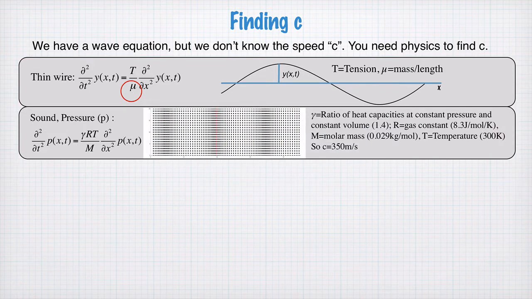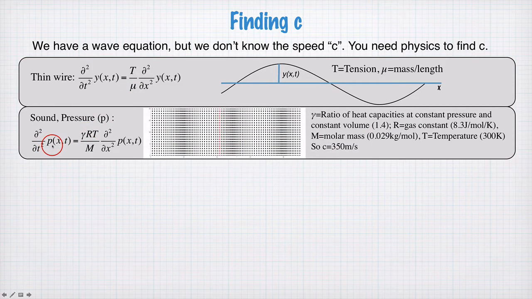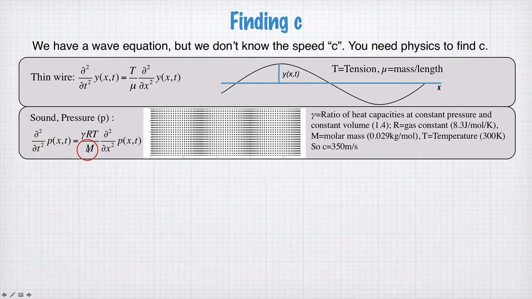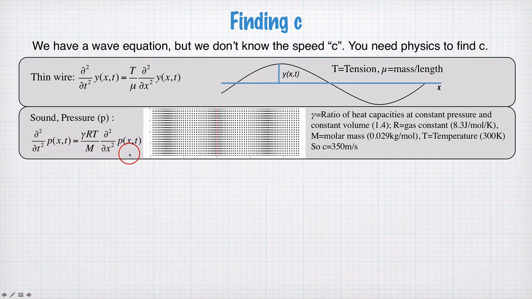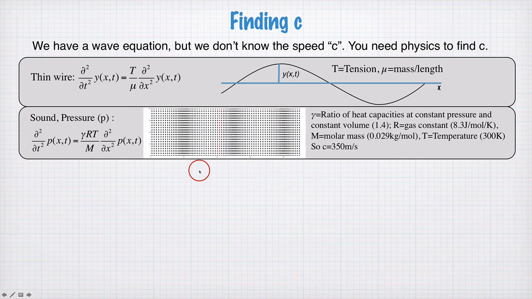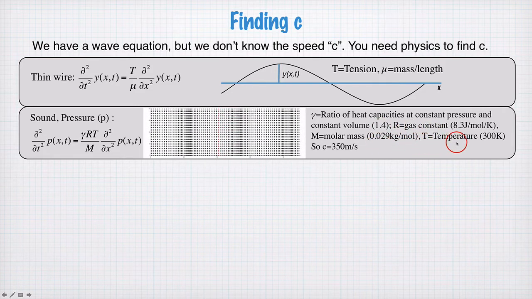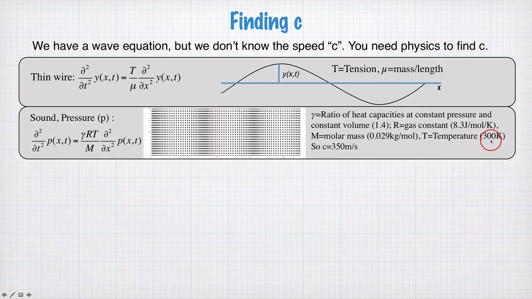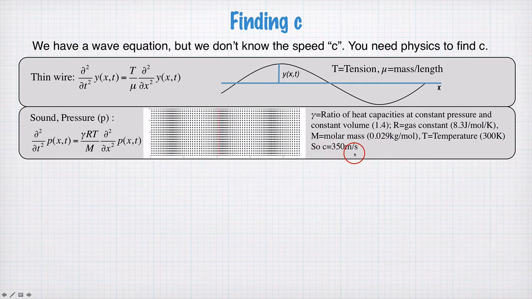For sound waves, we have pressure, p, as a function of x and t following a one-dimensional linear wave equation. The wave motion in this case, as you can see, is longitudinal. c squared is given by this term here, where gamma is the ratio of heat capacities at constant pressure and constant volume, which is 1.4, R is the gas constant, M is the molar mass, and T is the temperature. At room temperature, 300 Kelvin, we find for air a speed of sound of about 350 meters per second, which is also what we observe.